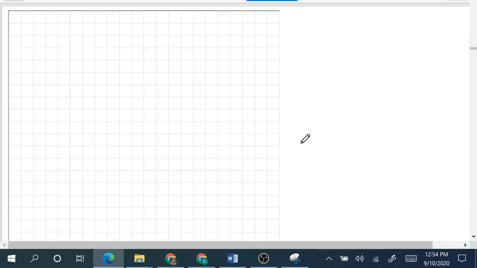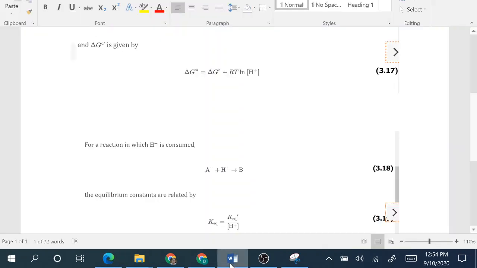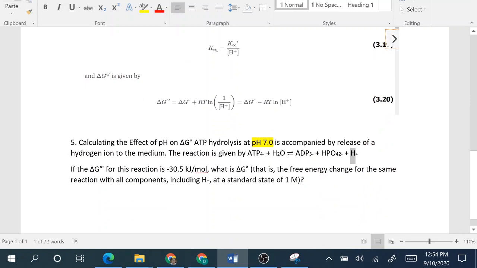Okay, so let's go ahead and write everything down before we get started. So we were told that our pH is equal to 7. And that means our hydrogen ion concentration is equal to 1 times 10 to the minus 7. The confusing thing about that is, let's look at this problem again. It says that our pH is equal to 7, and it's accompanied by a release of hydrogen ion into the medium. But then it says down here, all components including H plus are at a standard state of 1 molar.